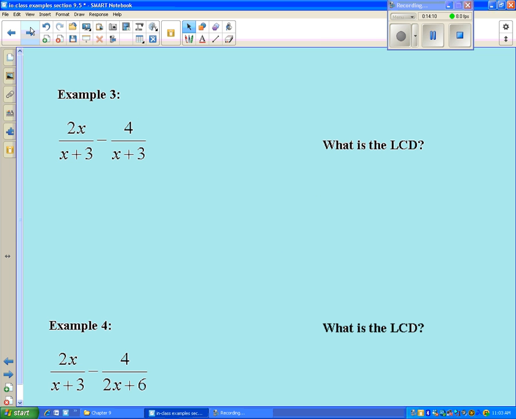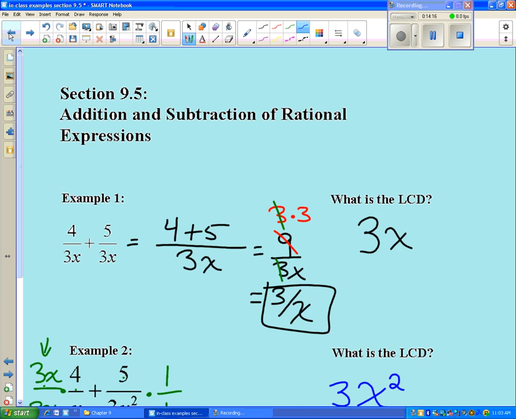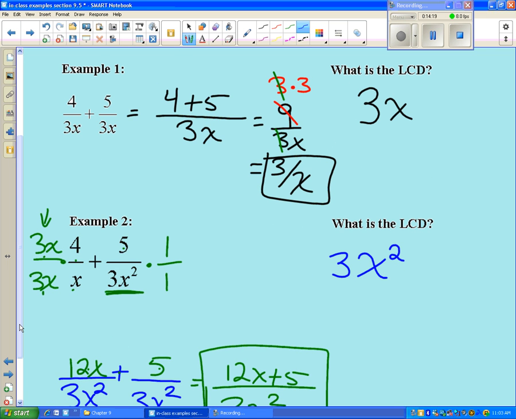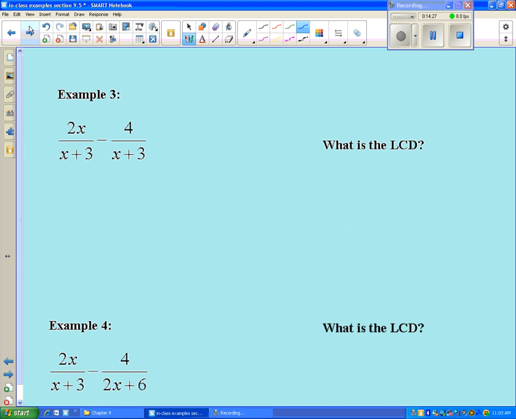Example 3. Again, now what's different here? My denominators are no longer just factors. 3x is a factor. x is a factor. 3x squared is a factor. In this page, my factors are built up of terms, x plus 3 and x plus 3, where x is a term and 3 is a term.